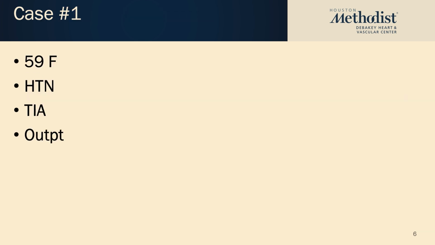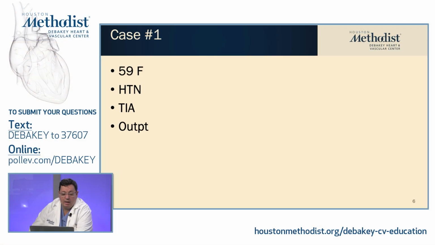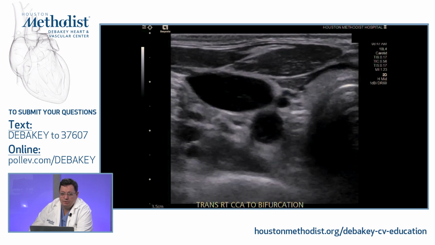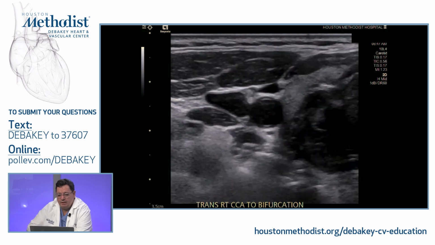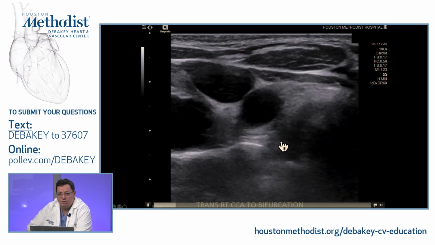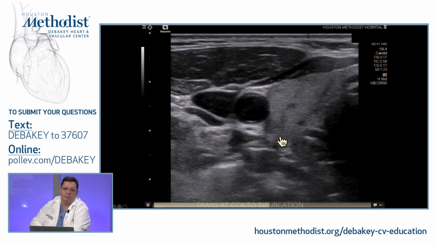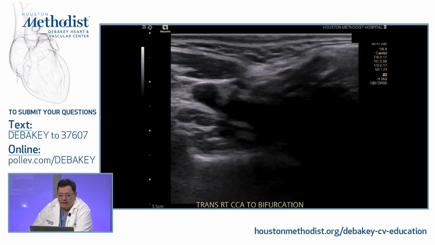My first case is a 59-year-old female with a history of hypertension and a recent TIA, and we scanned her as an outpatient. Our first step is, again, you see a cross-section, common carotid artery. You see the thyroid, you see the IJ.